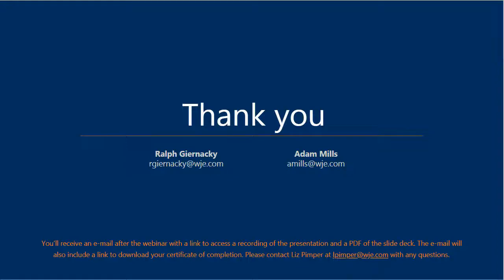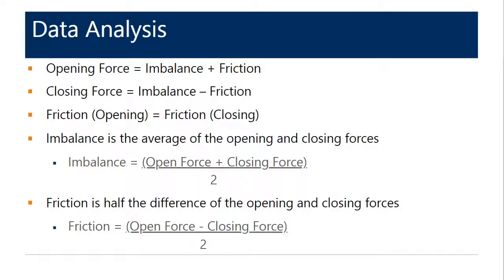Okay, our next question. How was the friction calculated? I'm going to pull up the fundamental equations that we have. Friction is half the difference between the opening and closing forces. The imbalance is the average. Friction is opening minus closing divided by 2.